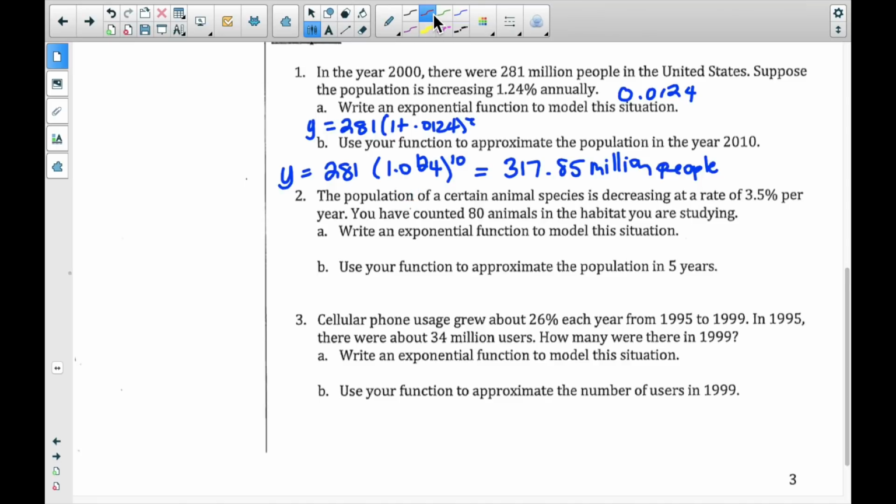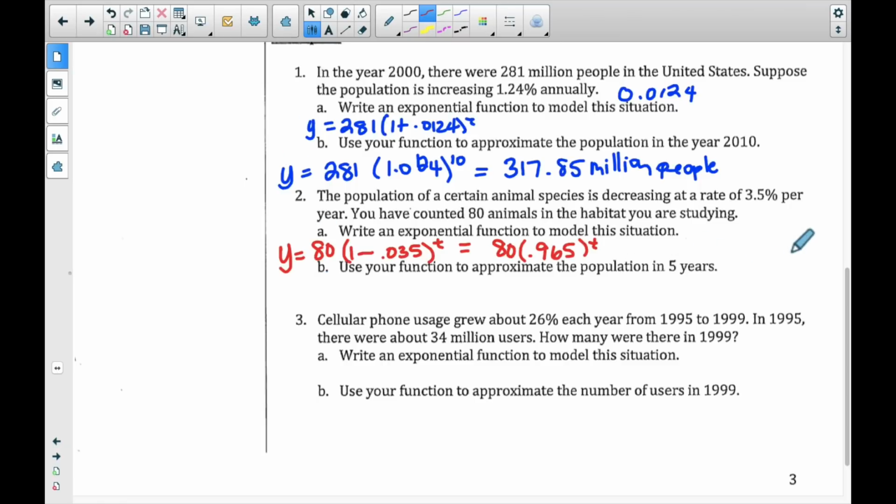All right, let's look at another example. The population of a certain animal species is decreasing at a rate of 3.5% per year. You have counted 80 animals in the habitat you are studying. Write an exponential function to model this situation. Pause it here and see what you can come up with.